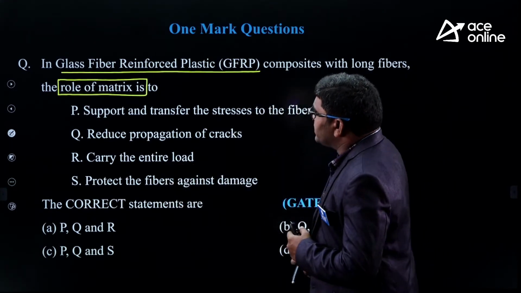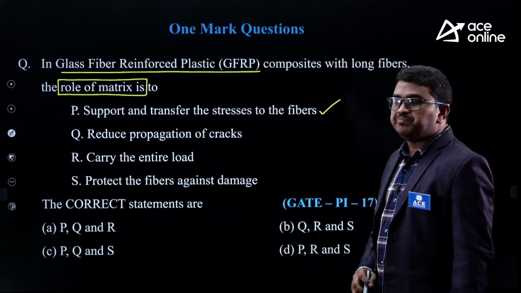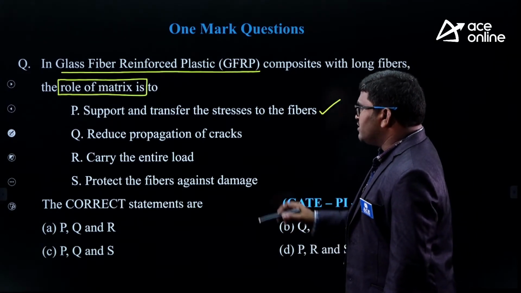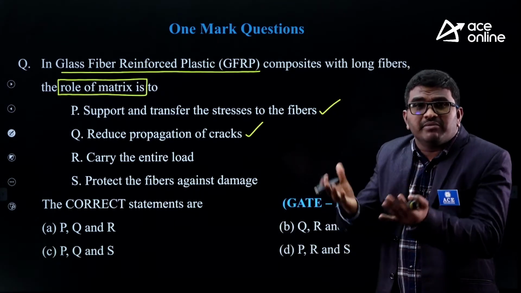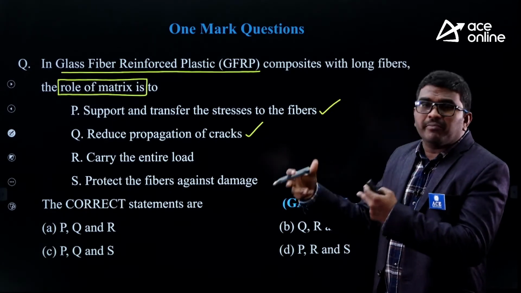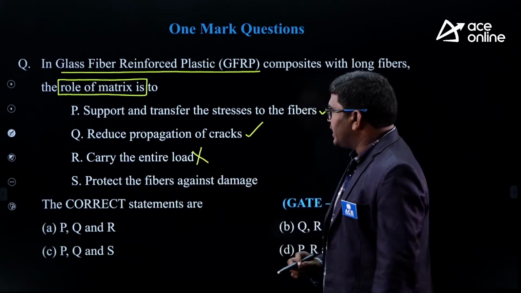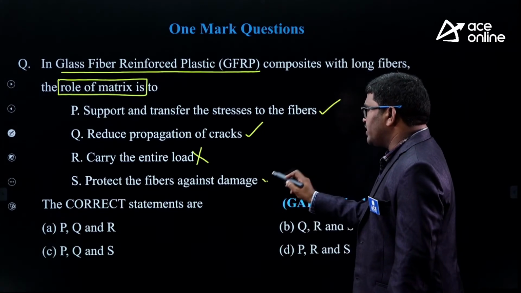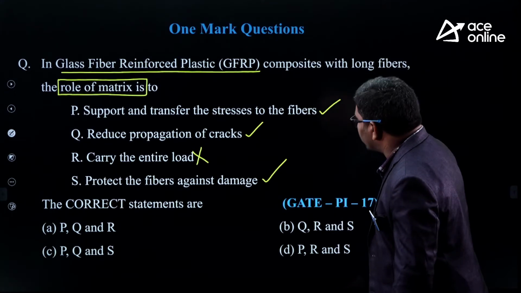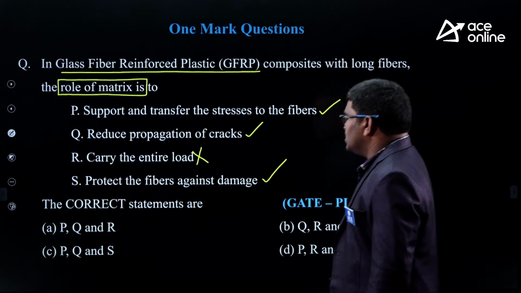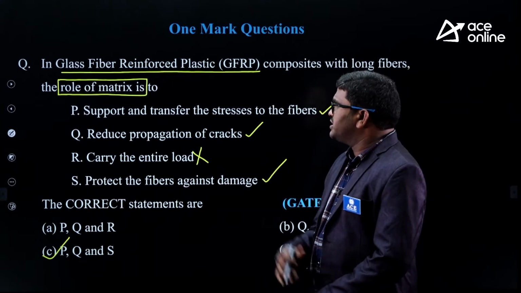Now see the options here. Support and transfer the stresses to the fibers. It is absolutely right. The second, reduce propagation of cracks. It is also correct because the matrix phase material is surrounded by the reinforcement phase material, so it avoids the propagation of cracks. Carry the entire load is absolutely wrong. Next, protect the fibers against the damage. It is also correct. So R is not correct and P, Q, S are correct. So the correct answer for this question is C.